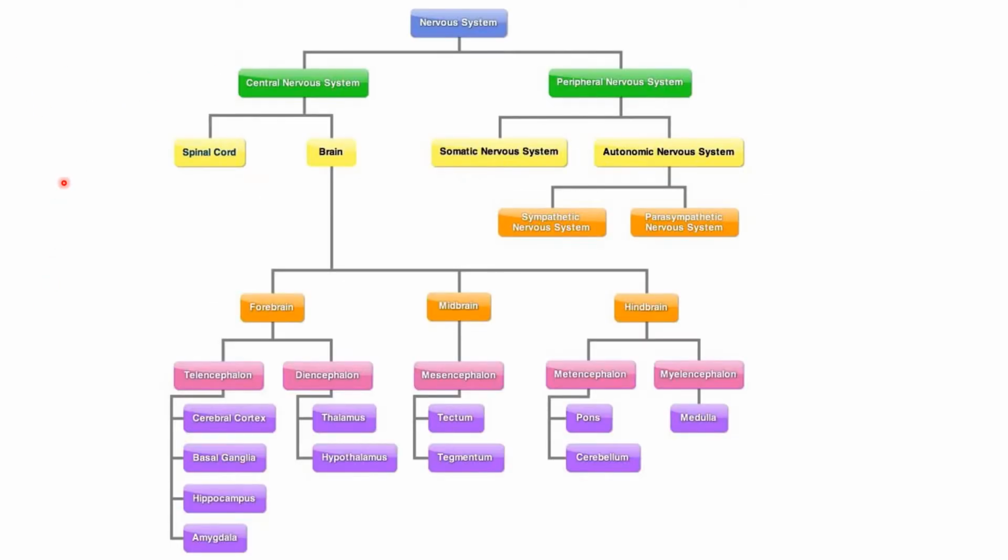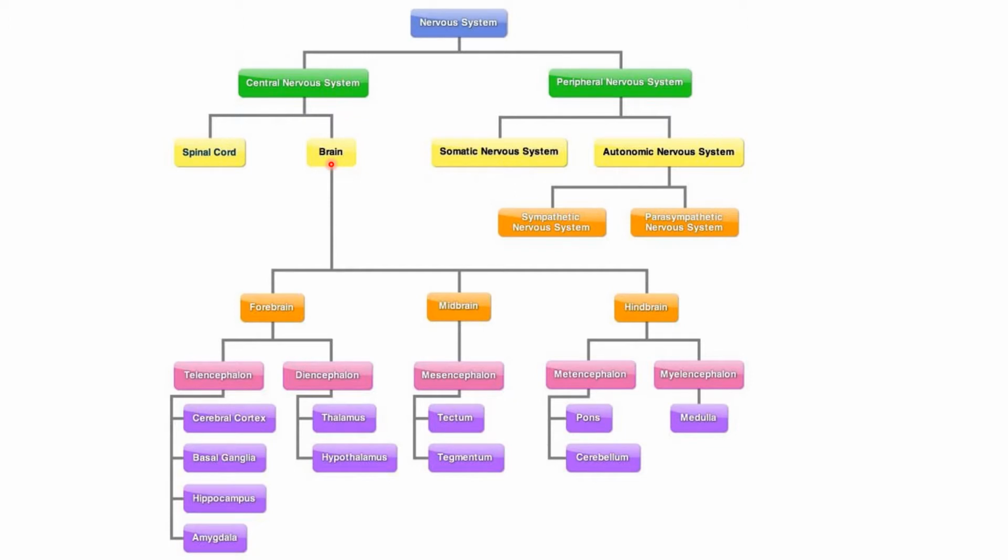Before studying the development of the nervous system, let us know what the components of the nervous system are. Under the nervous system, we have the central nervous system and the peripheral nervous system. The central nervous system comprises the spinal cord, which is in the vertebral canal, and the brain, which is in the intracranium.